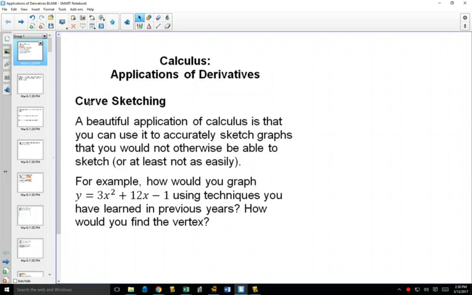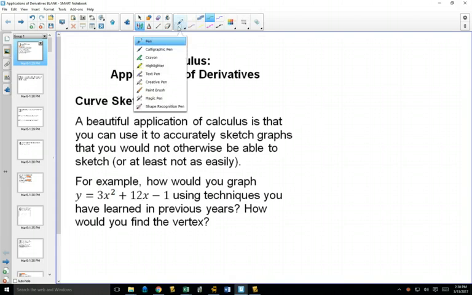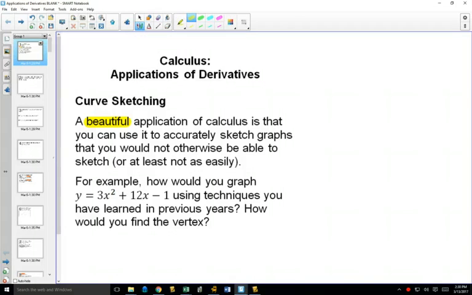Curve sketching. Take out a highlighter, highlight the word beautiful. A beautiful application is that we can more accurately sketch graphs using calculus than we were able to before. All those years of graphing in pre-calculus, and then we get to graph some more.